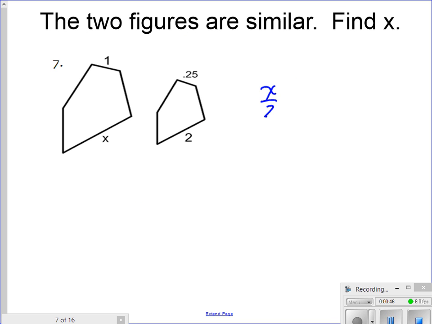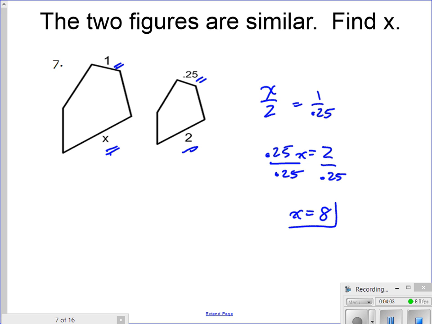One more here. If I do x over 2, x and 2 go together, and then 1 and 0.25. What we should see here, so 0.25 times x equals 2, divide both sides by 0.25. X will be equal to 8.